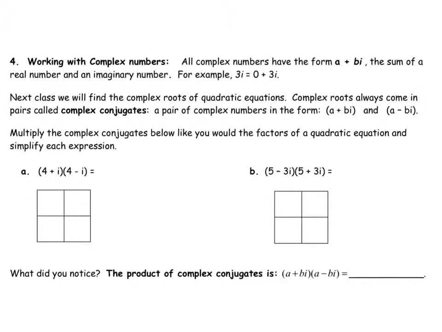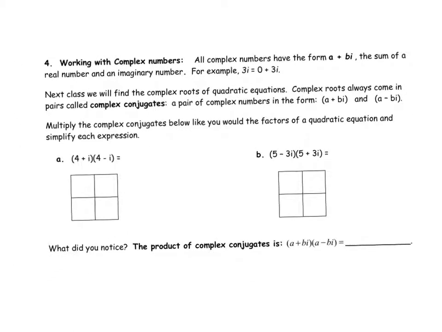All right, moving on with complex numbers. Those are going to have that form a plus bi, the sum of a real number and an imaginary number. So 3i is 0 plus 3i. We're going to work with complex roots next class.